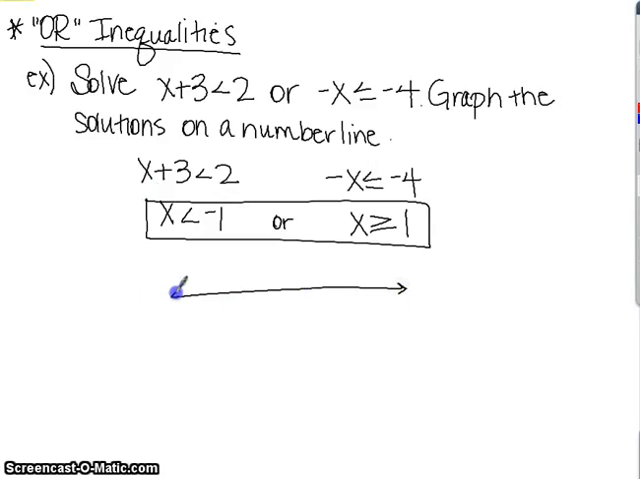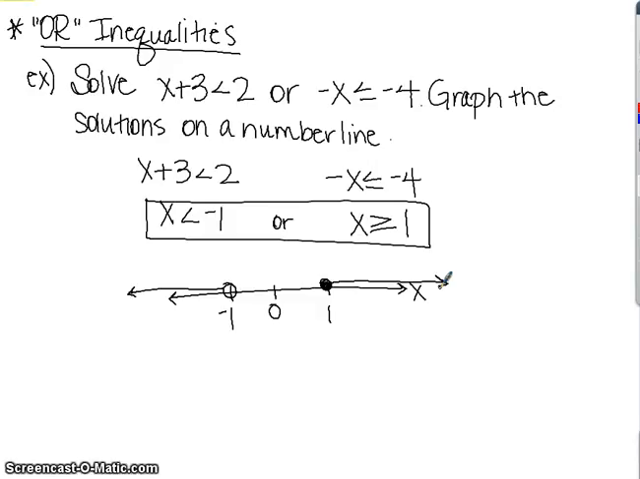So this is representing solutions of x, so I'm going to label my number line. I'm going to put 0 there as a marker, negative 1 here, maybe positive 1 there. This tells me that I'm going to have an open circle at negative 1, and x is less than that. So I'm going to go this way. This sign here tells me that I'm going to have a closed circle at 1, and then I'm going to go that way. So that's it for both of them.